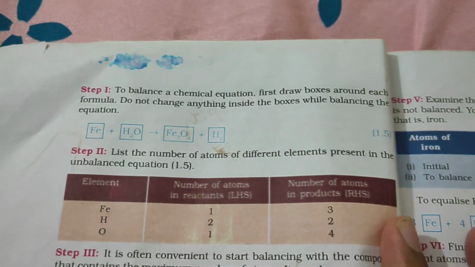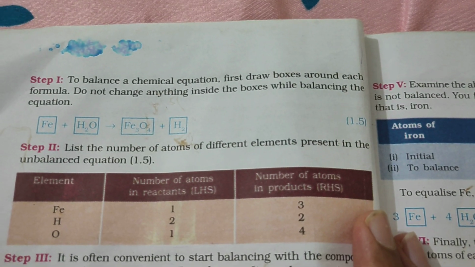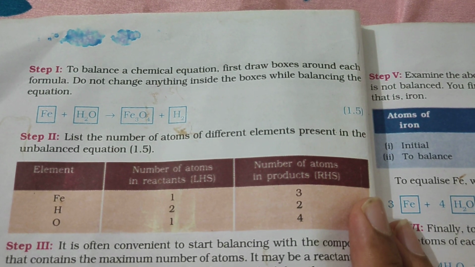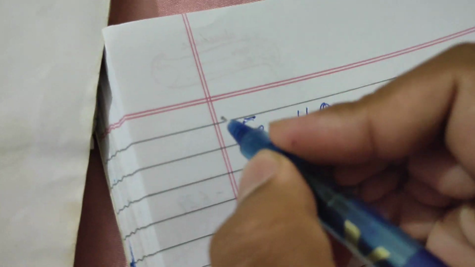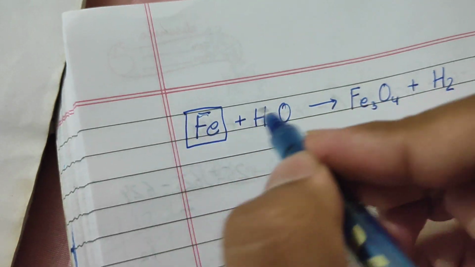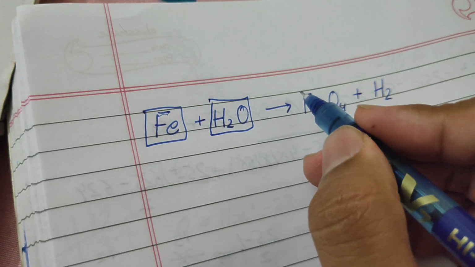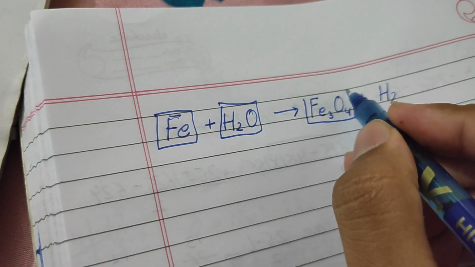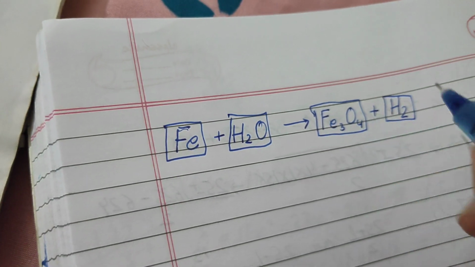We will move step by step to balance the chemical equation. First, draw boxes around each formula. This is just for our convenience. You do not actually need to draw boxes around them, but for convenience while we're starting, we should draw boxes. Do not change anything inside the boxes while balancing this equation. So we will simply draw some boxes around here. One box here, one box here, one box here, and one box finally here. So we have created the boxes. Now moving on to the next step.